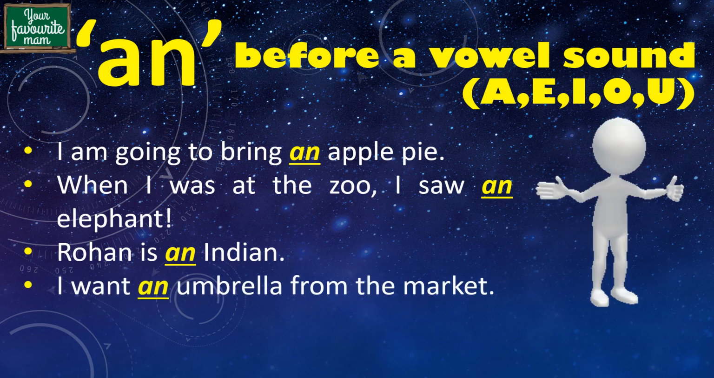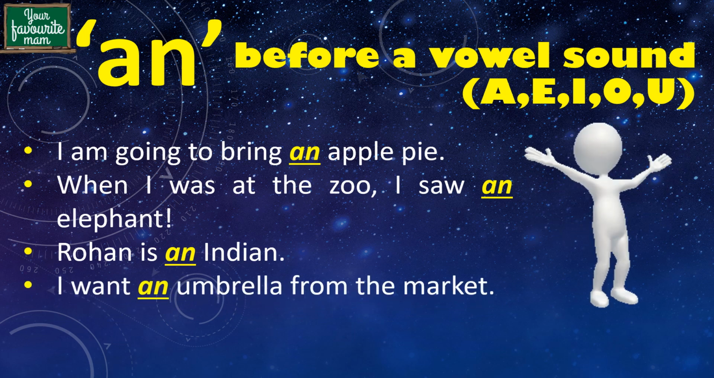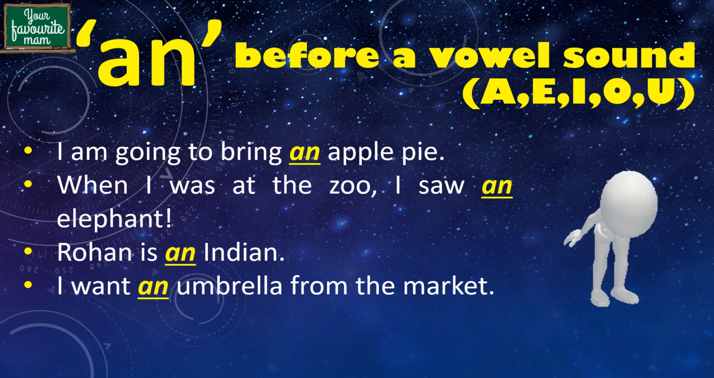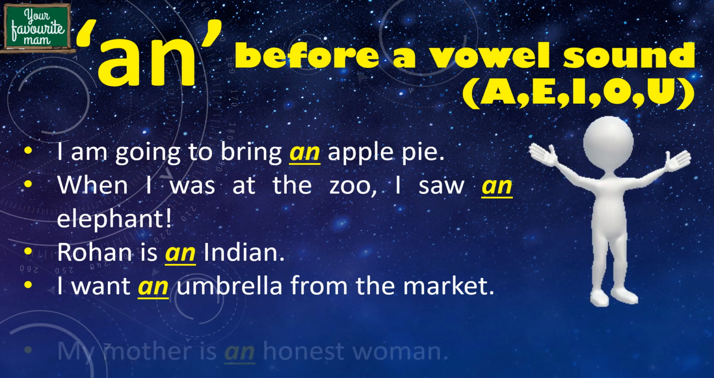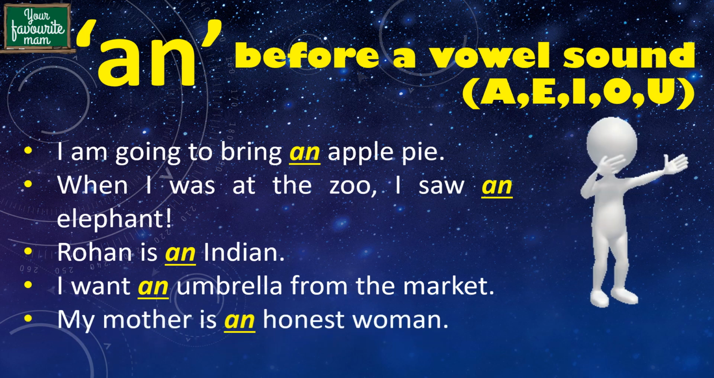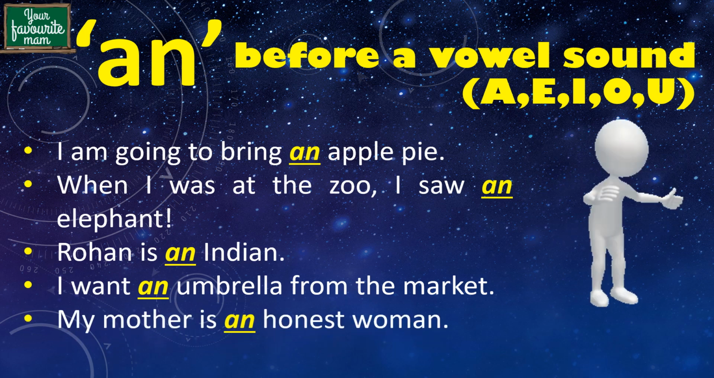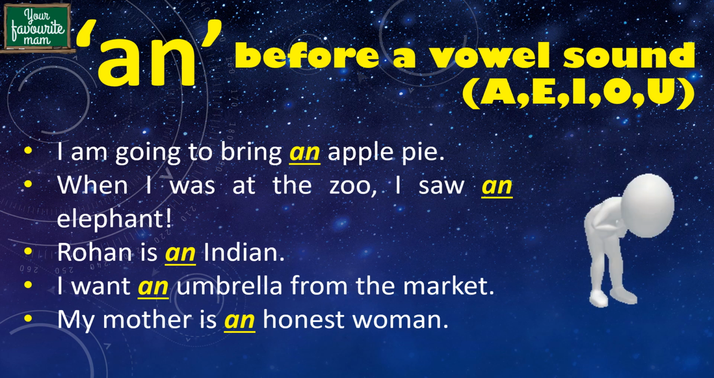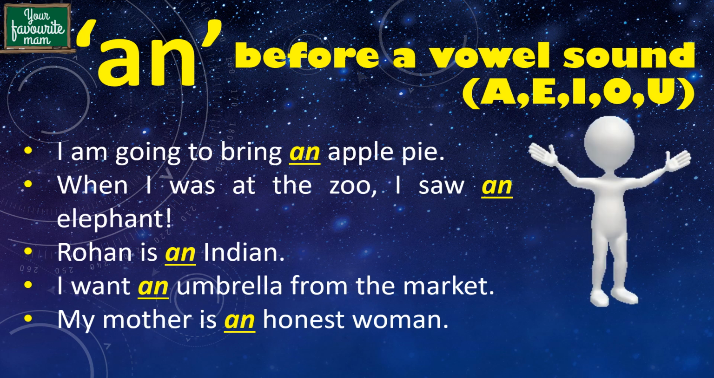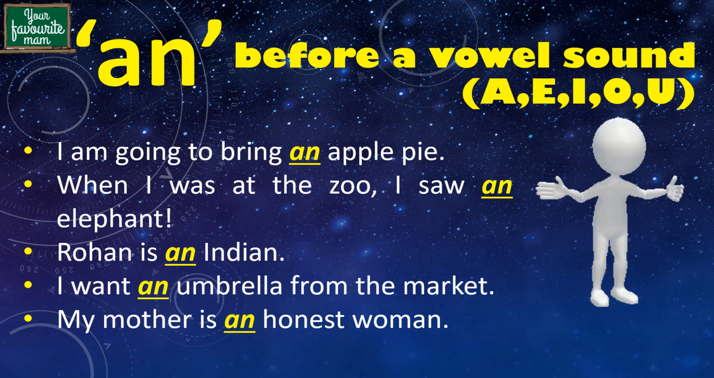Again, I want an umbrella from the market. Here, an article is placed before umbrella, which starts with the letter U, which is a vowel. My mother is an honest woman. Now, in this sentence, you will note that the word honest does not start with A, E, I, O or U. Then why did we place the article an before that?